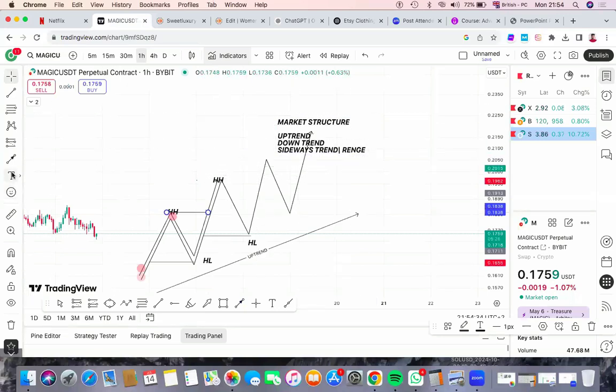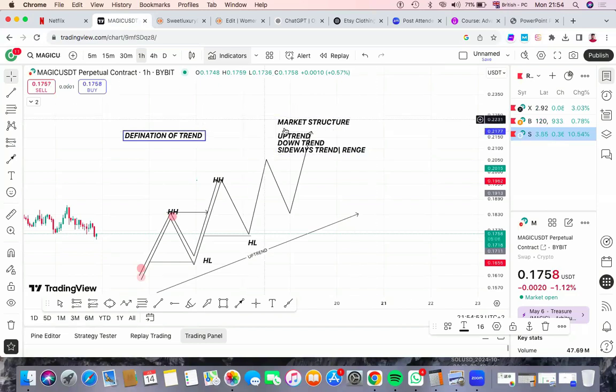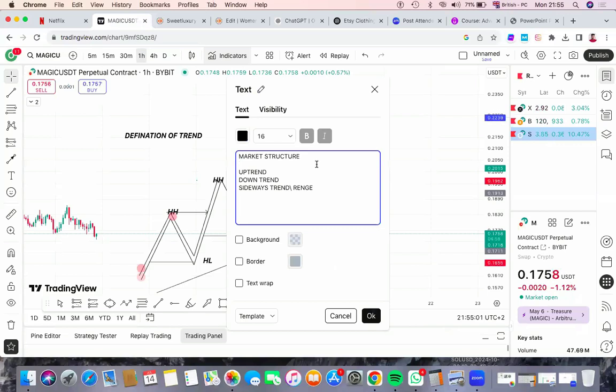So let me type here. Let's define the definition of an uptrend. For you to identify a market that is bullish or is going uptrend, the definition of uptrend. Don't forget that we are defining market structure, and we say we have three types of markets, three types of trend. Please jot this down, it is very important. We have three types of market or three types of trend.